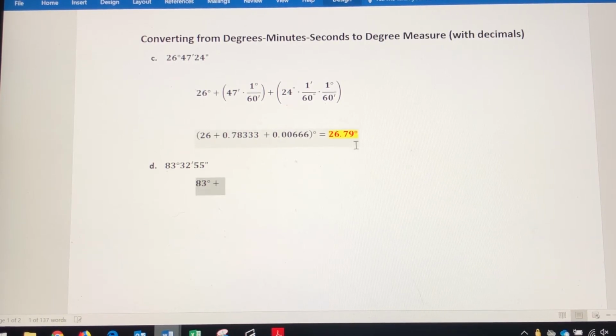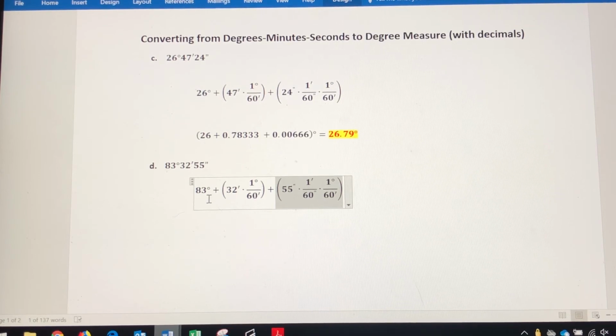So we've got 83 degrees for sure. We're going to use our conversion factor 1 degree over 60 minutes to convert 32 minutes into degrees, so I'm going to have 32 times 1 over 60. Again, notice the minutes units will cancel out, and it's going to just leave me with degrees. For 55 seconds, I'm going to use these conversion factors to convert to degrees: 55 seconds times 1 minute over 60 seconds times 1 degree over 60 minutes. Again, always think about the units. Seconds here will cancel out, minutes here will cancel out, and my unit is going to be left as degrees.